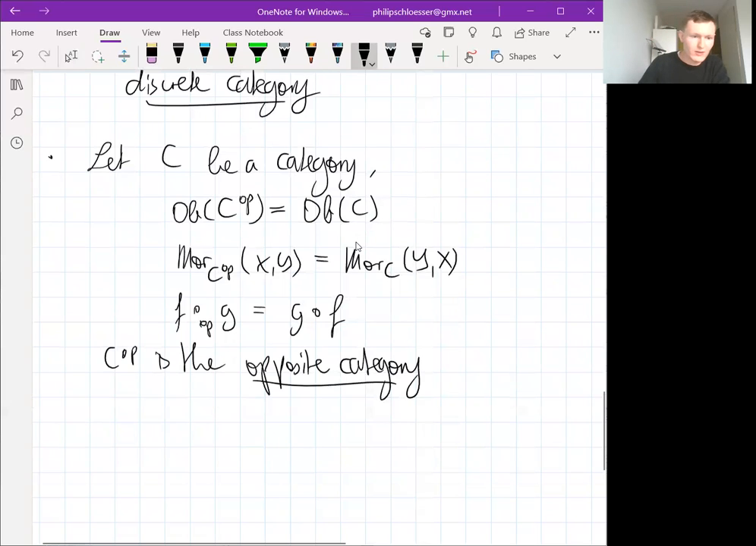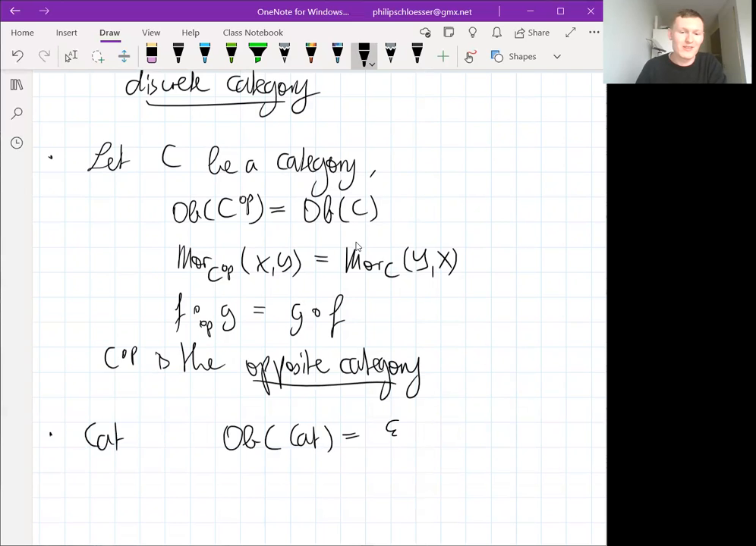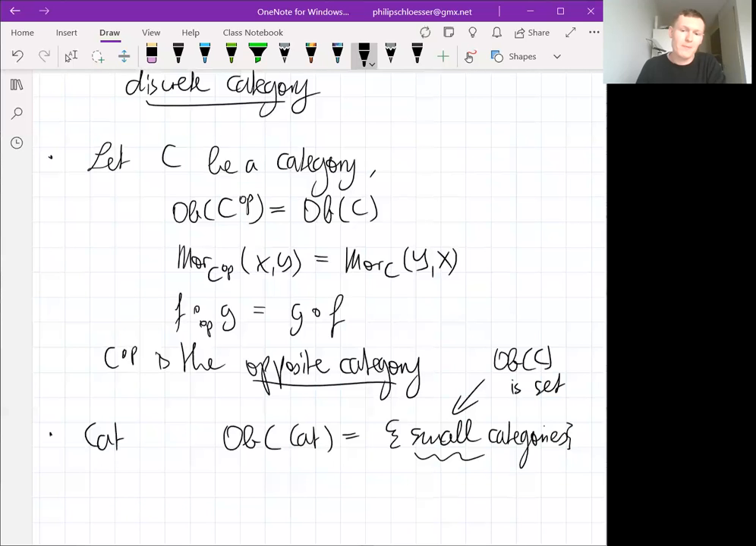And was that everything? Oh no. Lastly, we have Cat. What are the objects of Cat? Well, those are these small categories. By the way, a category is small if the objects form a set.